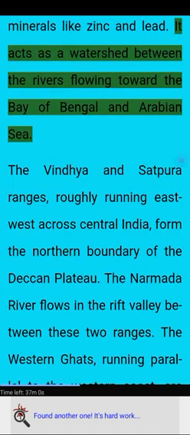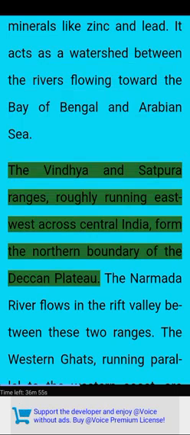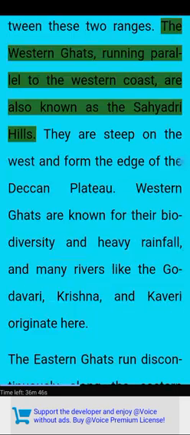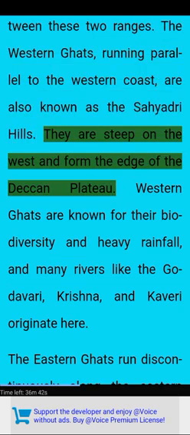It acts as a watershed between the rivers flowing toward the Bay of Bengal and Arabian Sea. The Vindhya and Satpura Ranges, roughly running east-west across central India, form the northern boundary of the Deccan Plateau. The Narmada River flows in the Rift Valley between these two ranges. The Western Ghats, running parallel to the western coast, are also known as the Sahyadri Hills. They are steep on the west and form the edge of the Deccan Plateau.